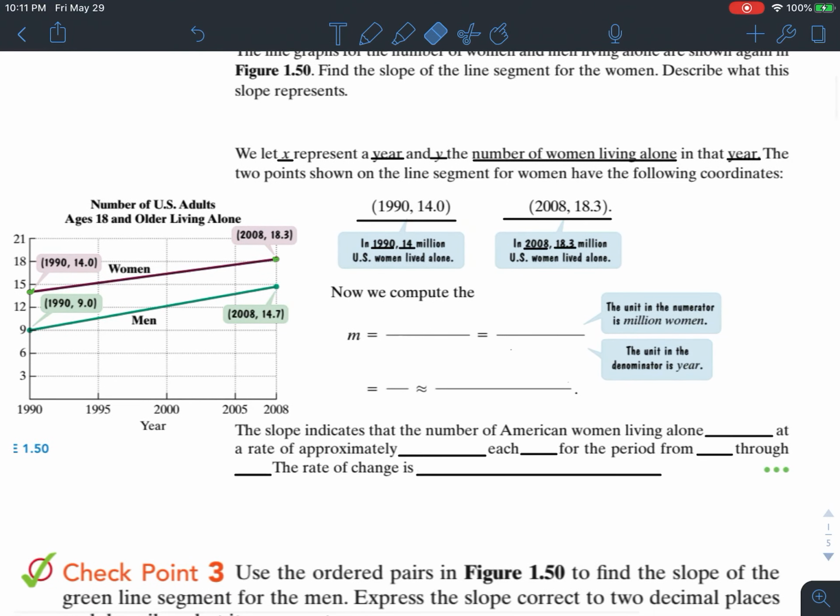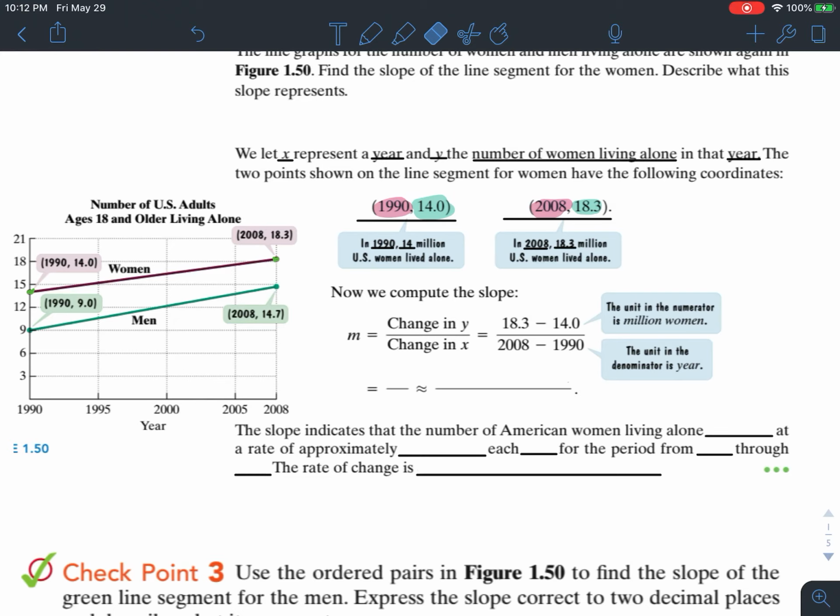So now we're going to compute the slope. I forgot to underline that. So the slope, m, right, is change in y over change in x. So what is the change in y? Well, it's going to be 18.3 minus 14.0 for the top, because the change in y goes on the top. And then the bottom will be 2008 minus 1990.